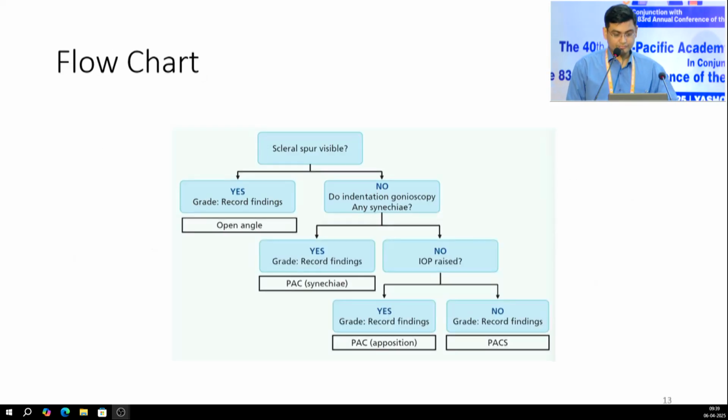Now if the scleral spur is visible, then record your findings. If it is not visible, then you can look for any indentation, and if the angle is open, then it is like primary angle closure. And still, if you see that there is an associated IOP rise, then it is angle closure suspect.